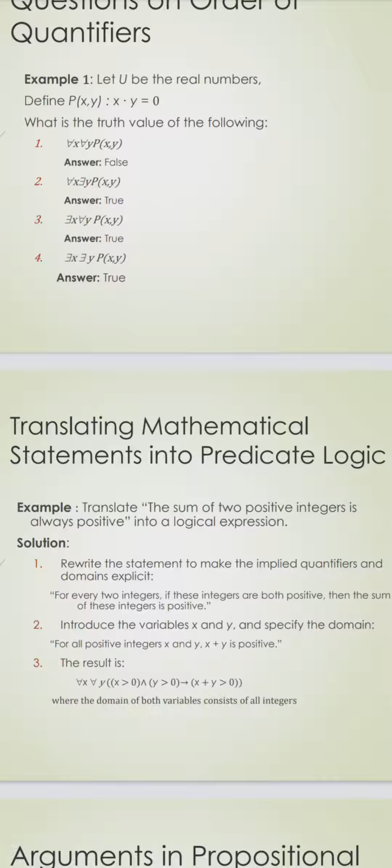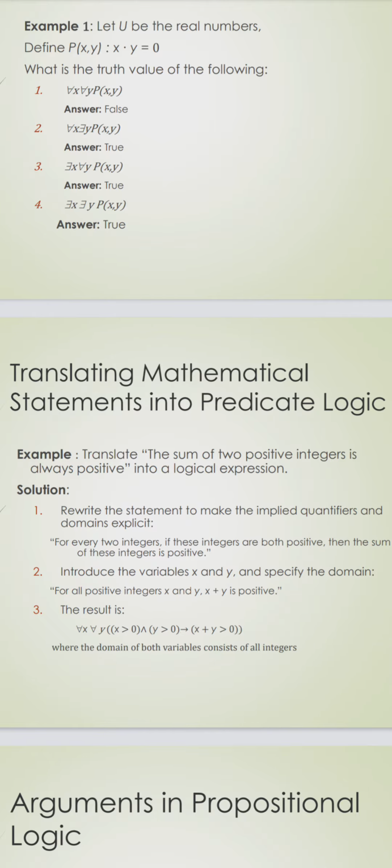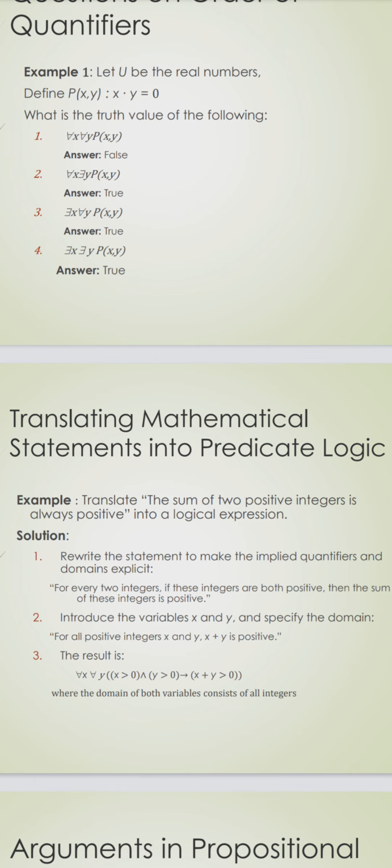Second, introduce the variables x and y for the two positive integers and specify the domain. For all positive integers x and y, the sum of positive integers is positive, so x plus y is positive. The result is for all x, for all y, x greater than 0 and y greater than 0 implies x plus y greater than 0. Here the domain of both variables consists of all integers.